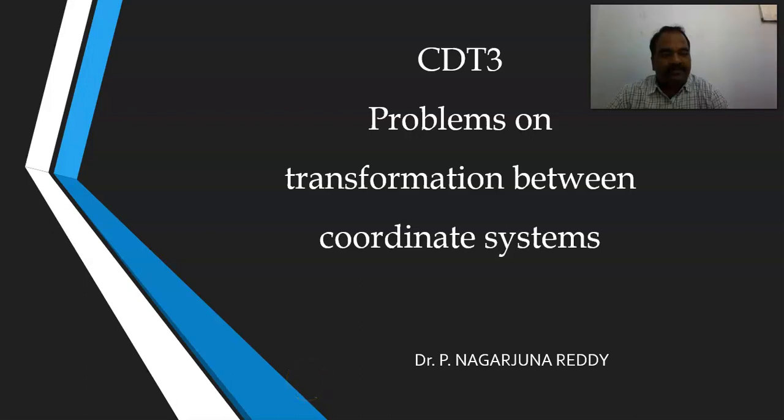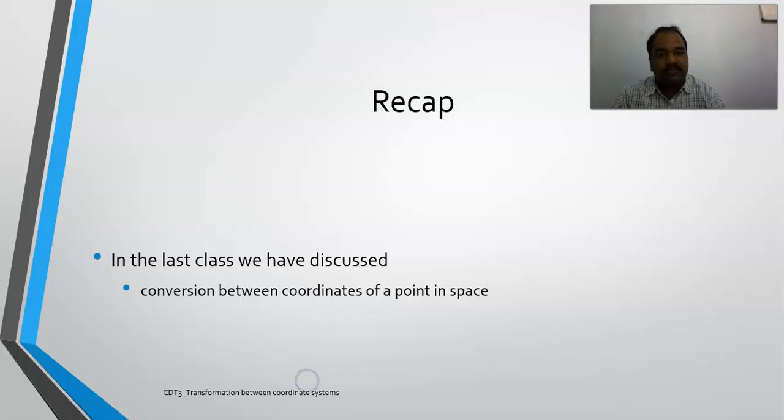Welcome back, kids. In the previous lecture, we discussed the transformation of coordinates of a point from Cartesian to cylindrical and also to spherical systems. And we have done the vice versa also. We have seen the conversion of coordinates of a particular coordinate system to the other coordinate system. So we have done problems on Cartesian, cylindrical and spherical coordinate systems.